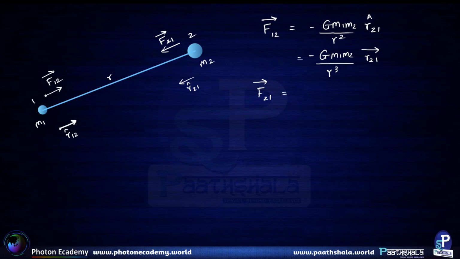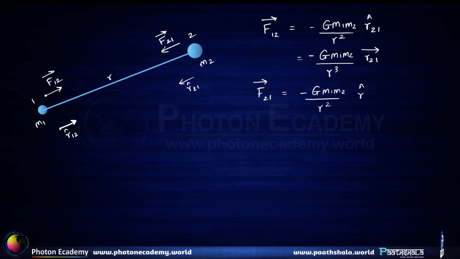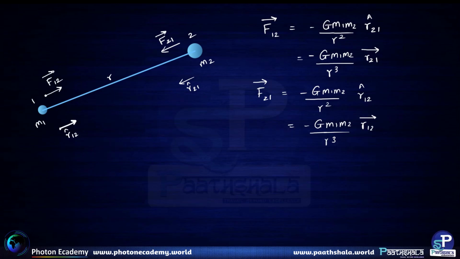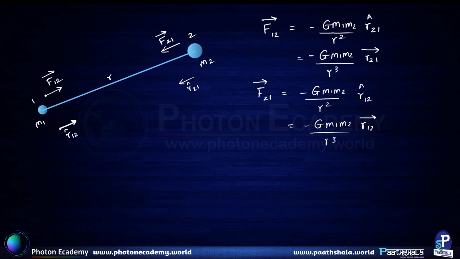F21 can be written down as minus G m1 m2 upon r square r cap 12, which is nothing but minus G m1 m2 upon r cube r12 vector, because r12 vector happens to be equal to magnitude of r12 into r12 cap. So magnitude of r12 is nothing but the distance between the two masses, which happens to be r. So that will get cancelled out with the denominator.